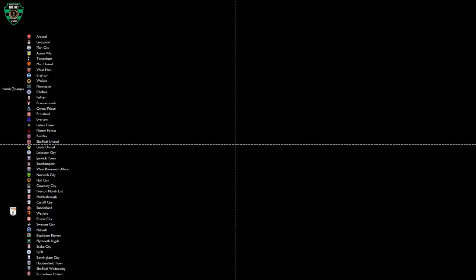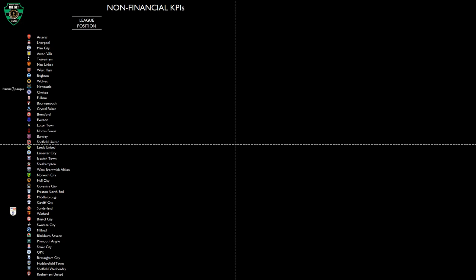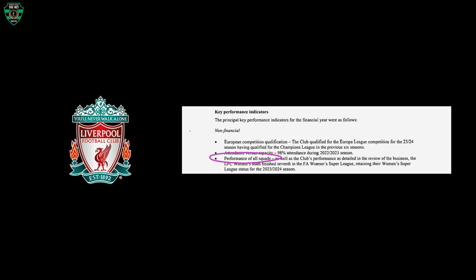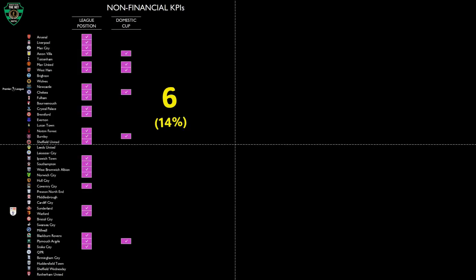So what do football club directors care about? Let's dive into our first category. League position emerges as a core non-financial KPI. No shocker that over half the clubs are eyeing it as a top priority. While most KPIs focus on the men's team, Liverpool stands out by tracking the performance of all squads, including the women's teams. Next up, six teams are keeping a close eye on their performance in domestic cups, while an equal number are gunning for glory in Europe.